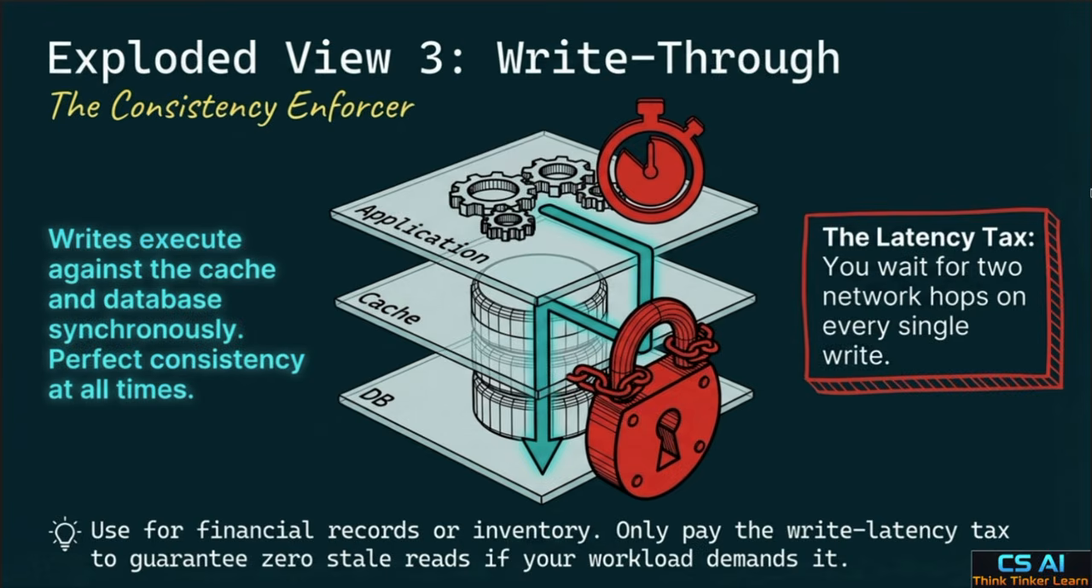Now, for the scenarios where close enough isn't good enough, write through. This is the consistency enforcer. In this model, writes occur against both the cache and the database synchronously. You gain perfect data consistency, but you pay the latency tax. You wait for two network hops on every single write operation. Use this sparingly, like for financial records or inventory systems where the business cost of a stale read outweighs the performance penalty of the latency.